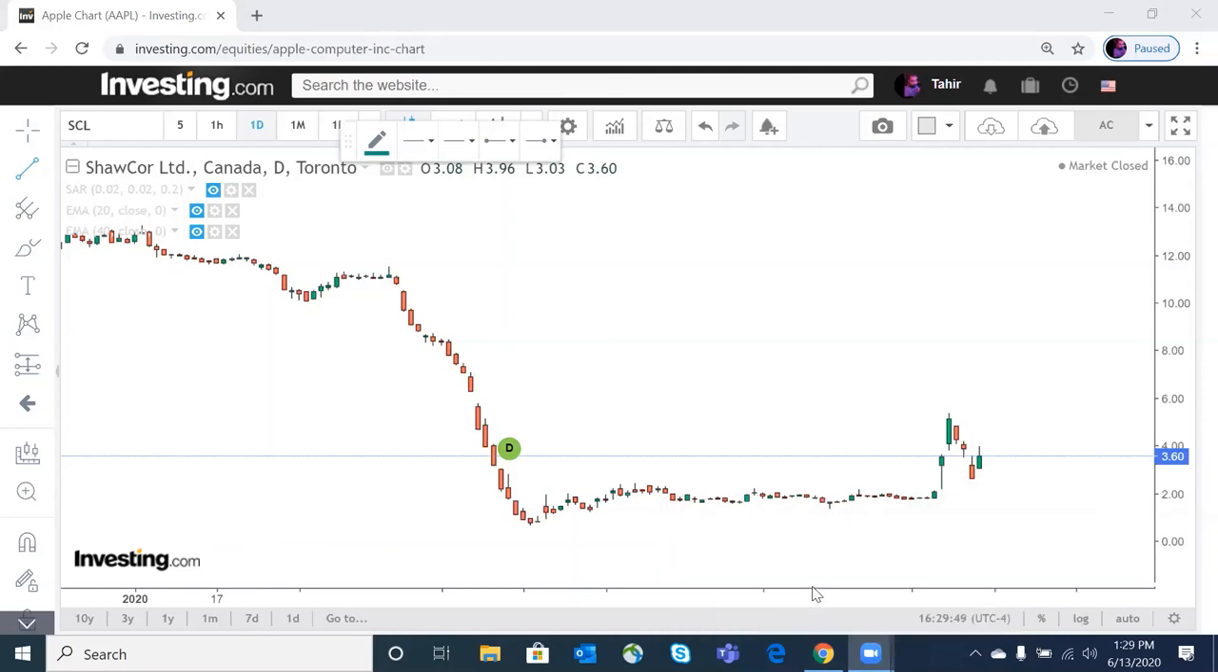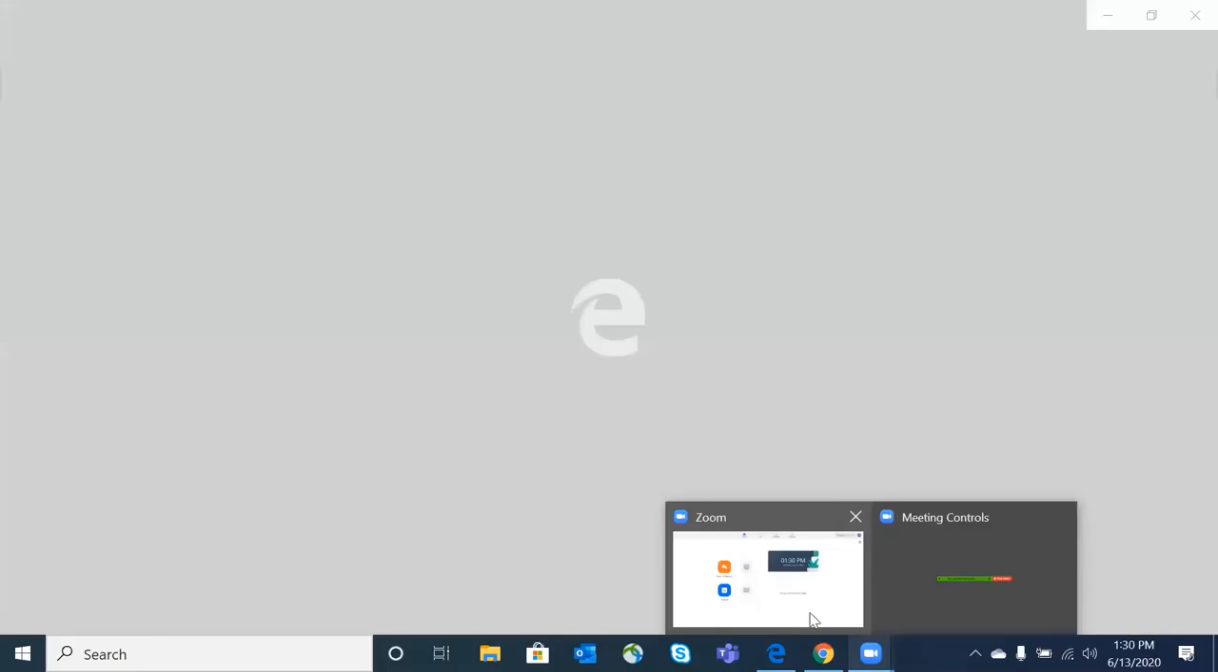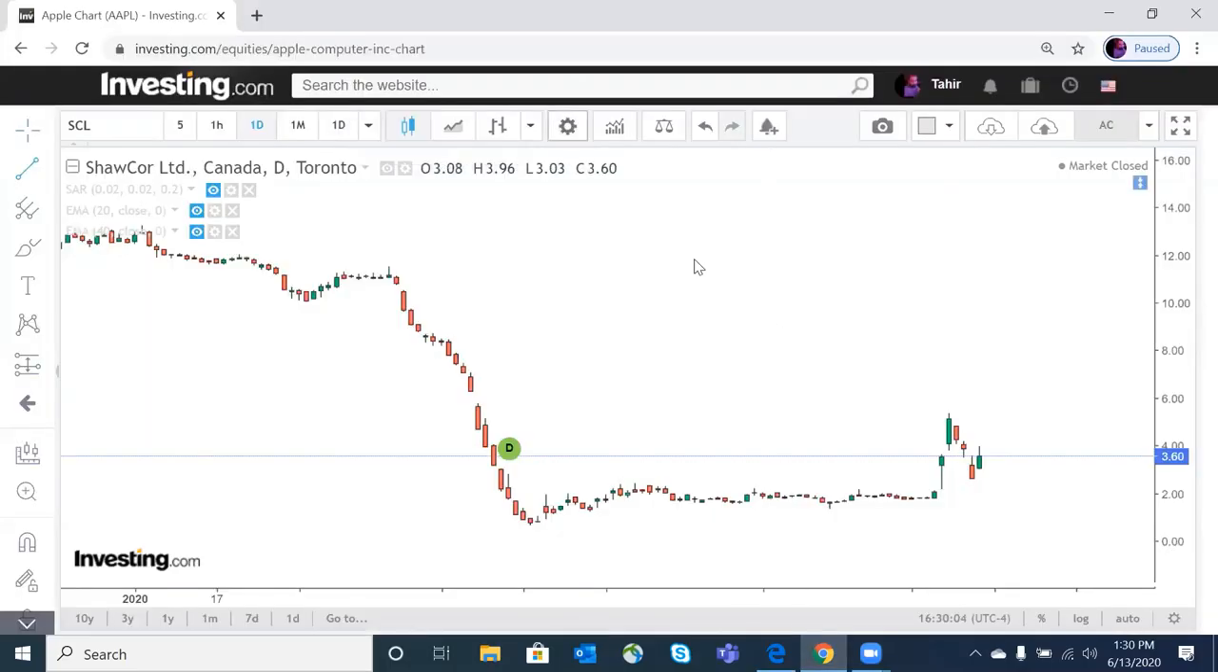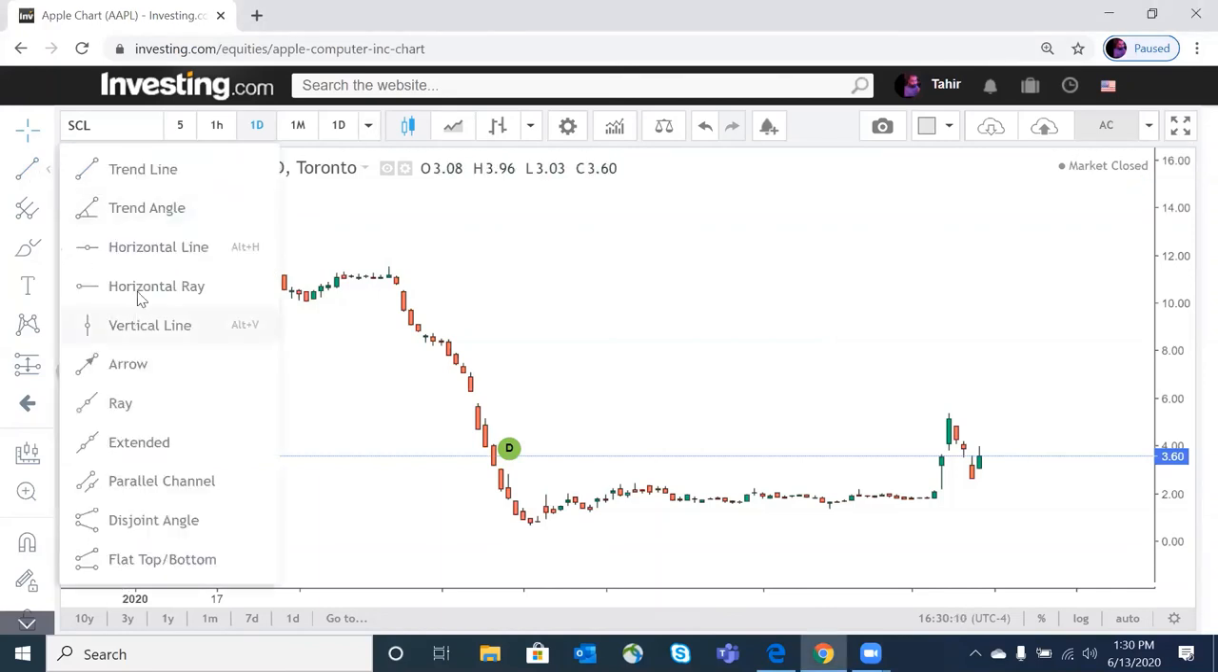So, for guys who have started taking interest in SCL, those who didn't buy up to Thursday, just hold on. It's again showing an upward trend, and wait for its next dip to buy it.